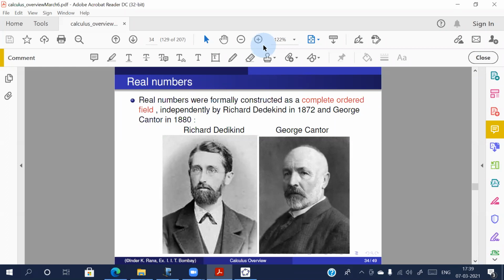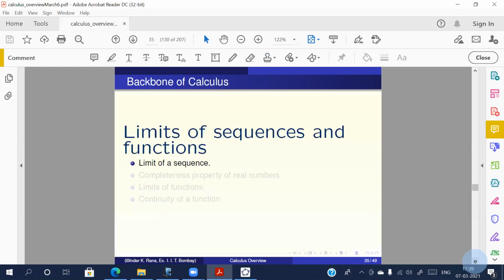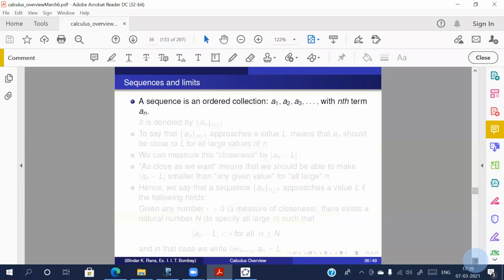So what is the concept of a sequence, the limit of a sequence, the completeness property, then limits of functions and continuity of functions. Now the modern classroom study of calculus goes in this sequential order. So I will probably describe these concepts a bit.